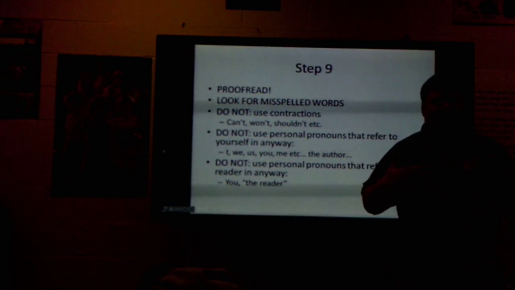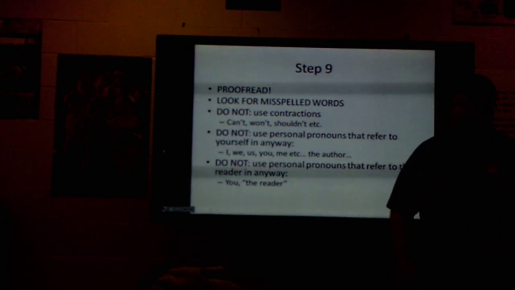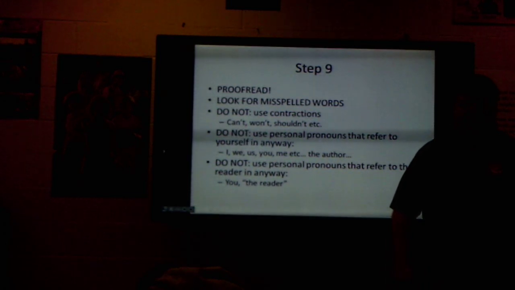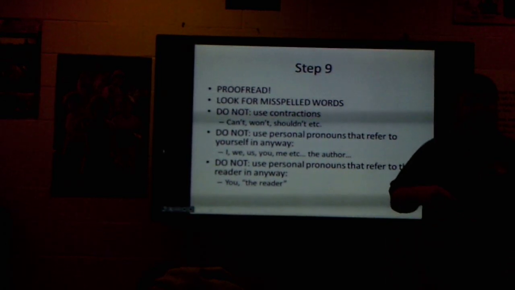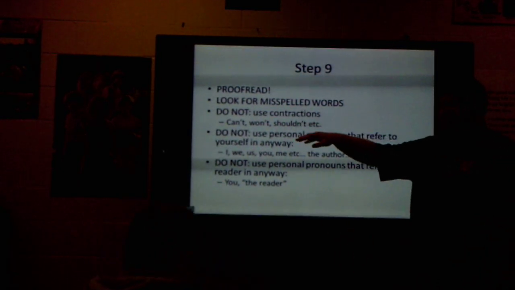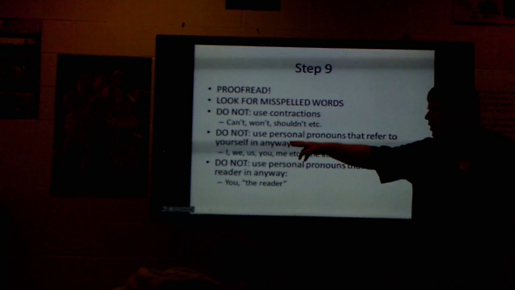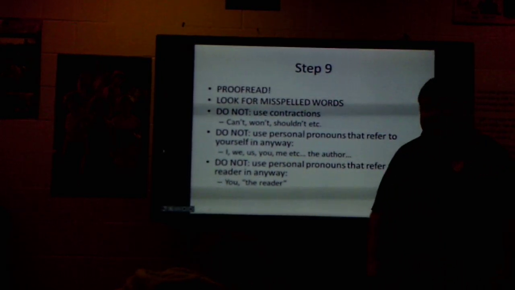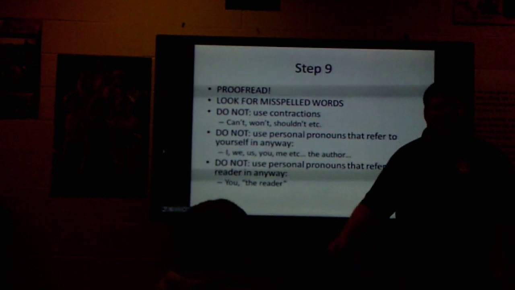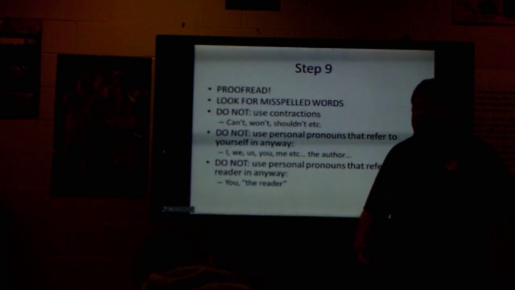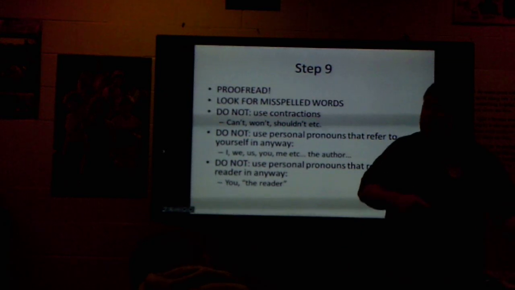In an academic paper, don't use those words. I know I just contradicted myself by using one when I said don't use contractions, but do not use contractions. Just don't do it, all right? Do not use personal pronouns that refer to yourself in any way. Do not say, I believe. We don't care what you believe. We care what you can prove.